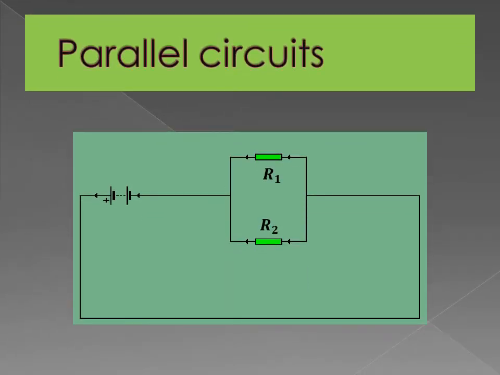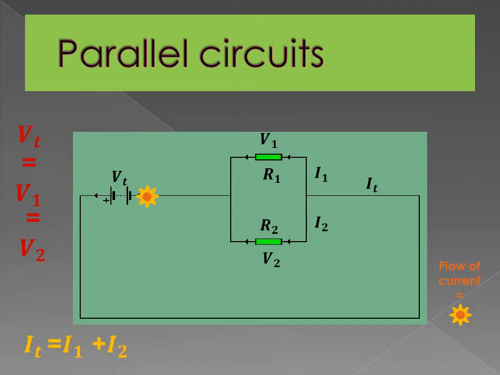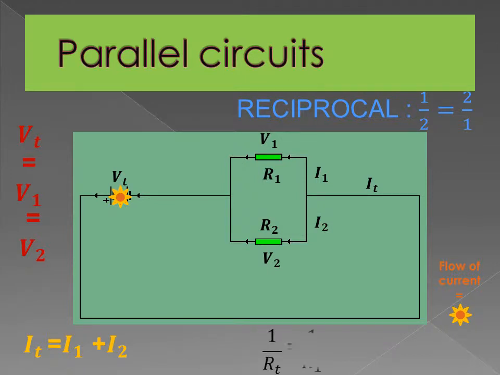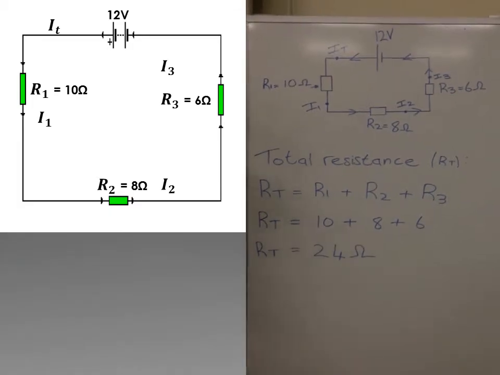In a parallel circuit, the voltage across each resistor remains the same, so VT equals V1 is equal to V2. However, the current divides when flowing through each branch, so IT equals I1 plus I2. The total reciprocal resistance of the circuit is equal to the sum of the reciprocal of all resistors, so 1 over RT equals 1 over R1 plus 1 over R2. This may sound a bit confusing, but once you understand these rules, you can do any calculation for any circuit. Let's have a look at some circuits.